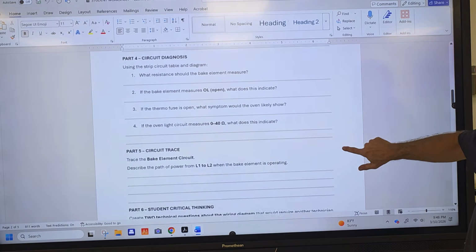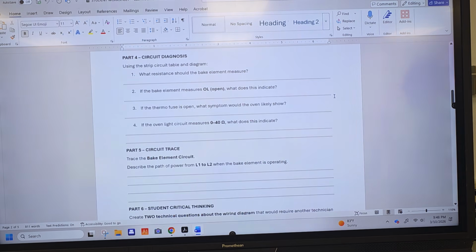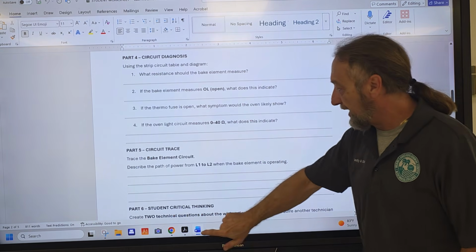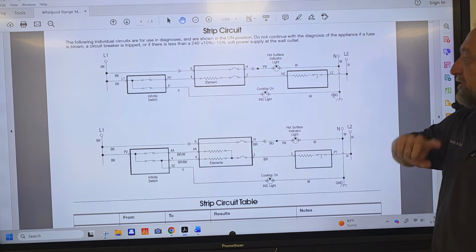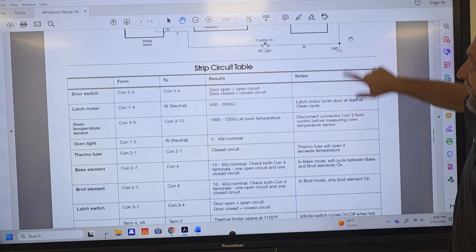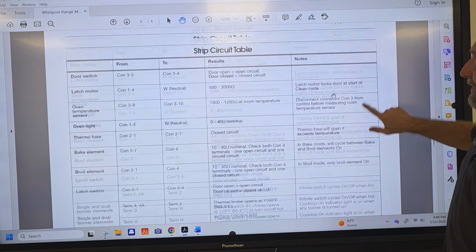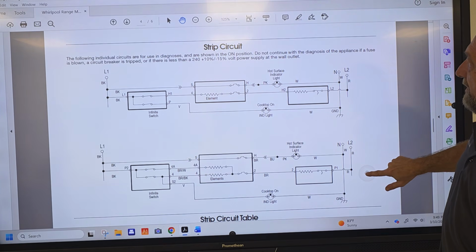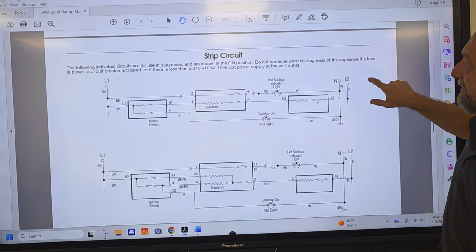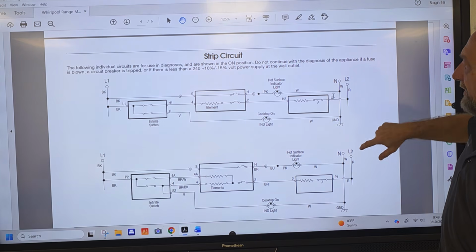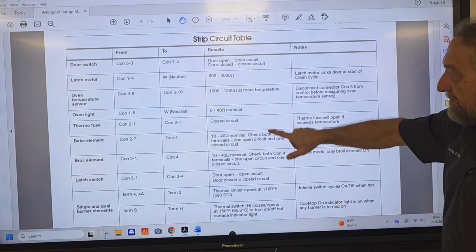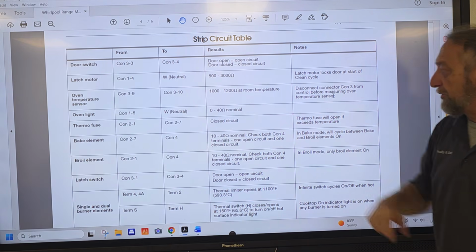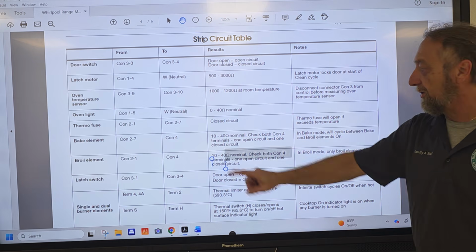Circuit diagnosis. Using the strip circuit table on the diagram, what resistance should the bake element measure? So they're telling you here, what resistance should the bake element measure? This is a surface element. 10 to 20? 10 to 40? 40. Wait a minute, it shows you at the bottom. Scroll down. It says in the box? Right there, that's it. I highlighted it. Bake element, here we go. 10 to 40 ohms. And the broil is also 10 to 40 ohms.